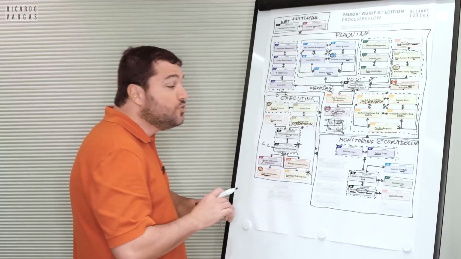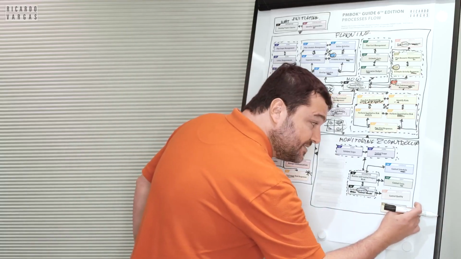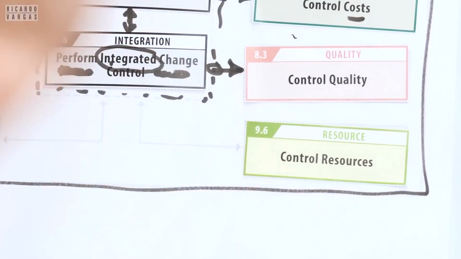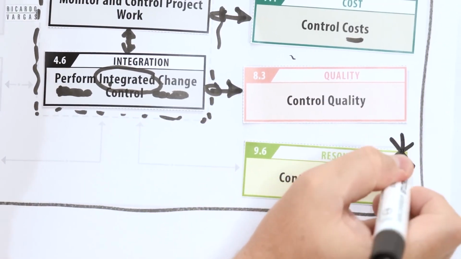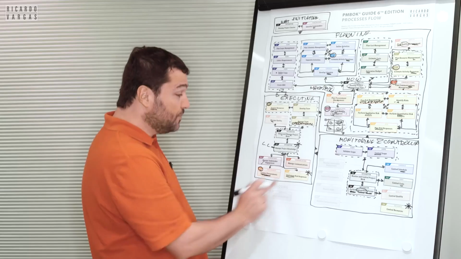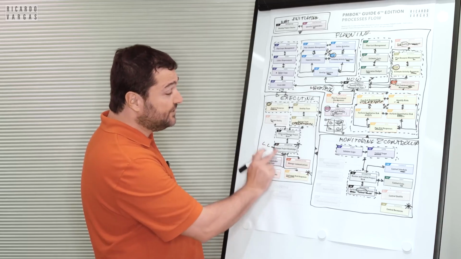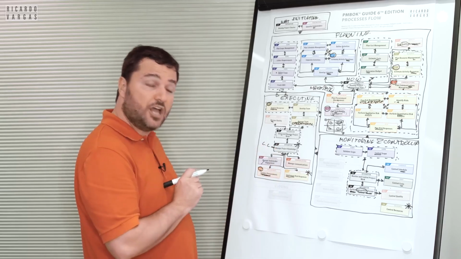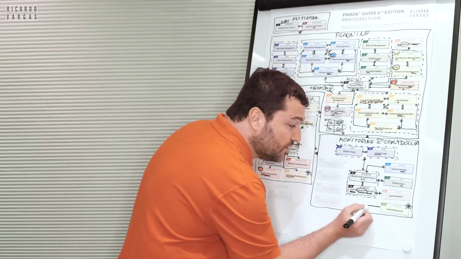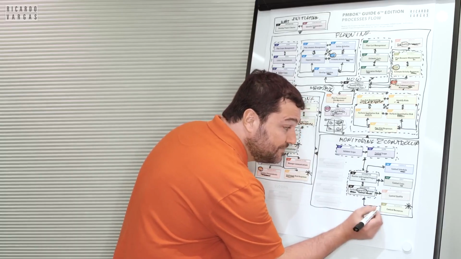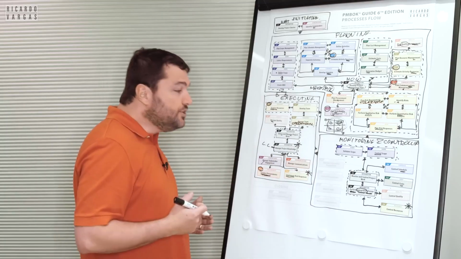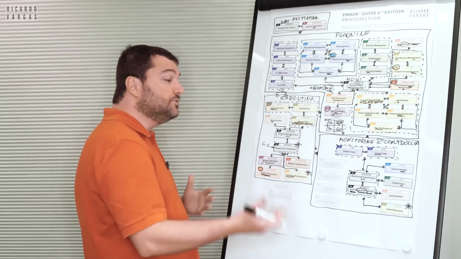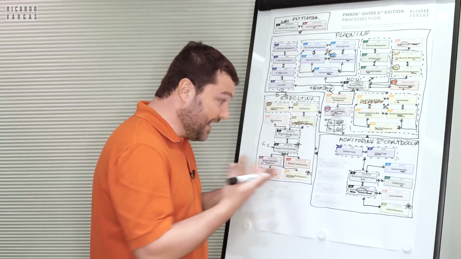Then you need to control resources. Oops. For those with the PMBOK 5th edition, this is a new process, together with implement risk response and manage project knowledge. So the control resources, what do I mean by that? Do I need to add more resources? Do I need to reduce? Are the resources performing at the level that I want?